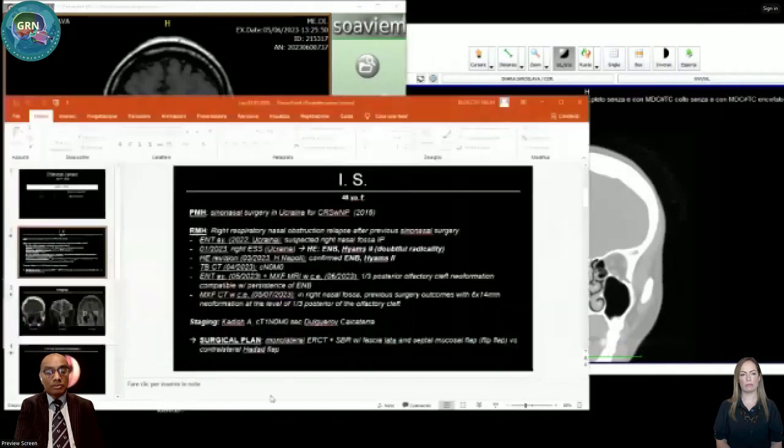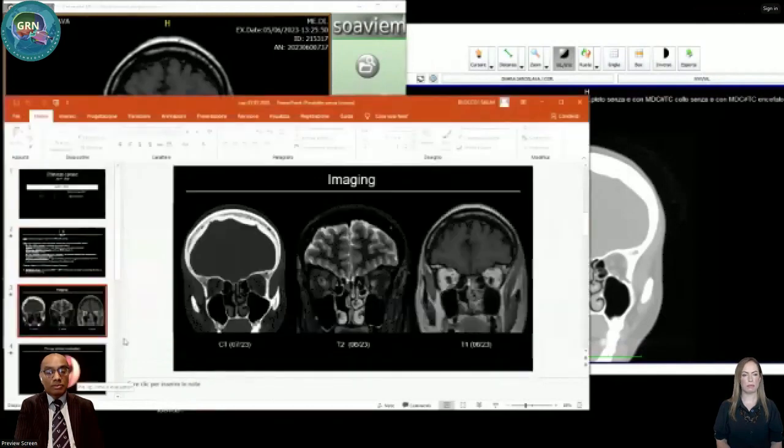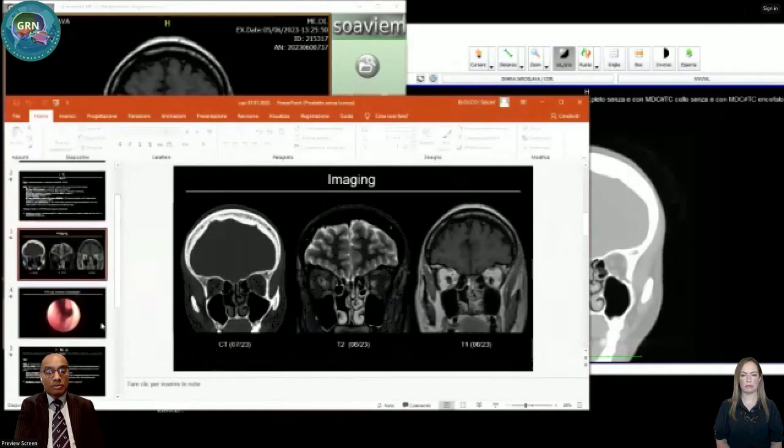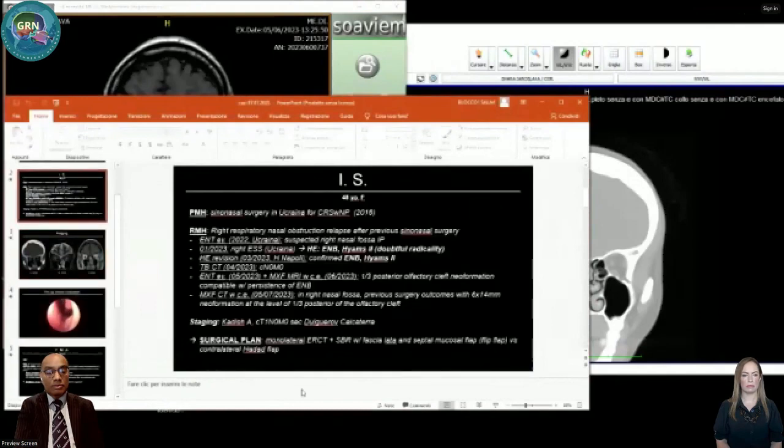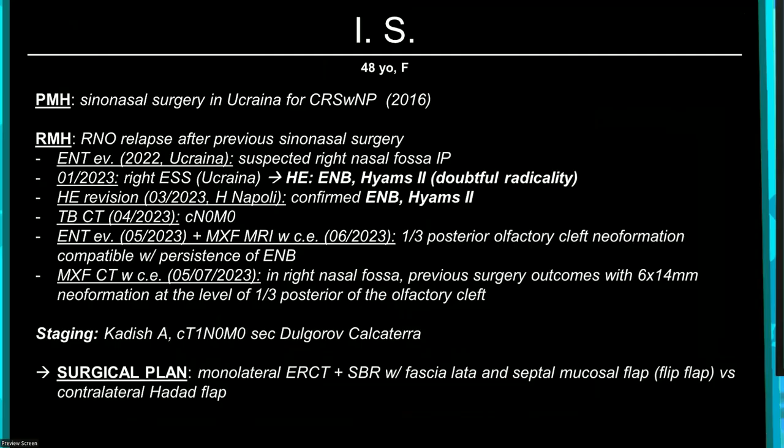So the program for the surgery, as we said, is a monolateral right endoscopic resection of the olfactory neuroblastoma with transnasal craniectomy and skull-base reconstruction with fascia lata and septal mucosal flap. We have to decide if we will use a flip flap of the contralateral septal mucosa and the higher part of the contralateral adult flap. So now we can see the surgery.